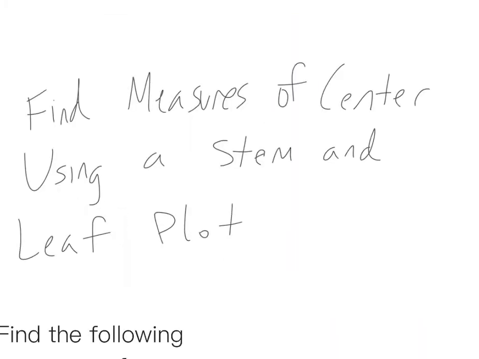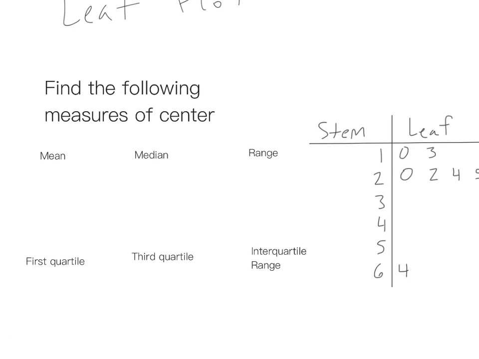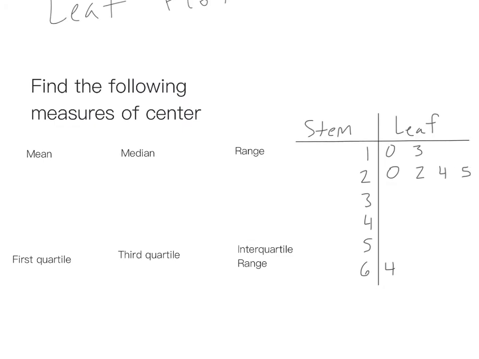All right, so now what we're going to do is use a stem and leaf plot to find the measures of center. We've been given a stem and leaf plot, and then we can extrapolate some of these things from chapter 9 out of a stem and leaf plot. So if we look down here, we're going to find the measures of center, namely the mean, the median, the range, the first quartile, third quartile, and interquartile range, using the stem and leaf plot. And so I'll get us started on the mean. So mean, again, just means average, right? So you add them all up and divide by the number of things you added, right?